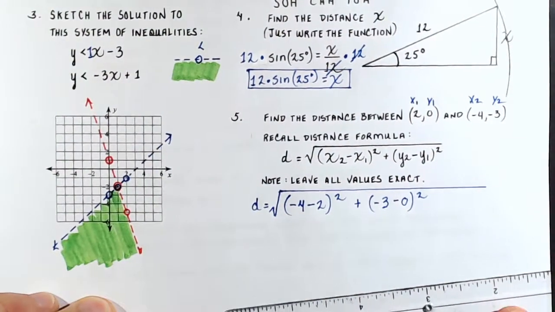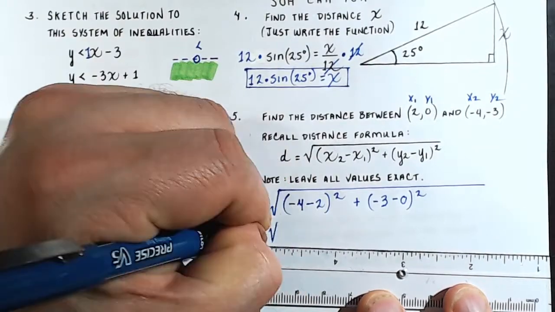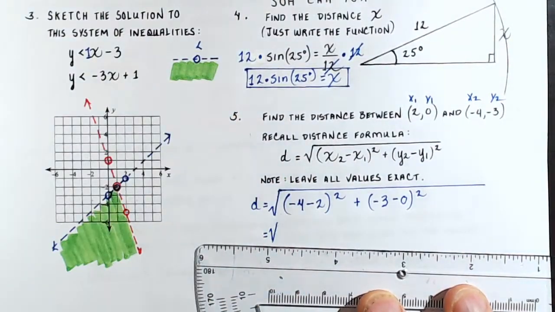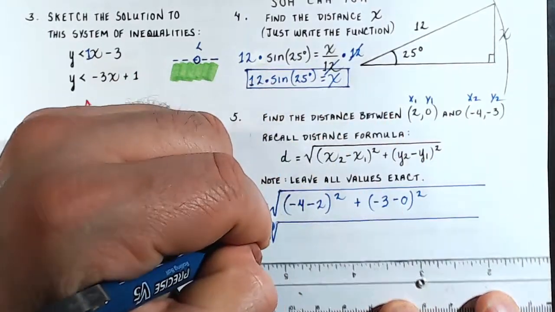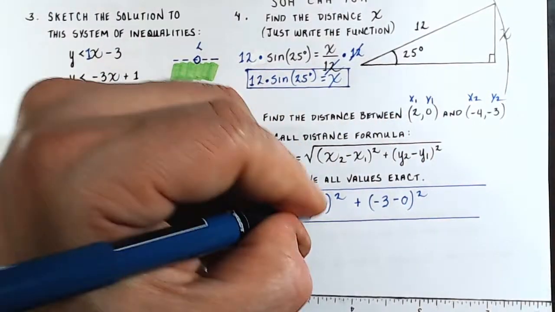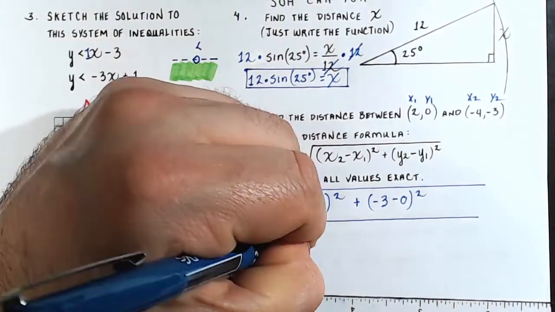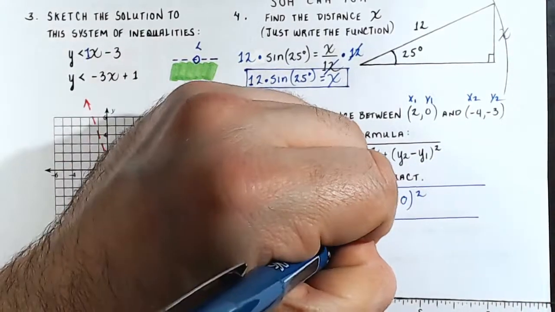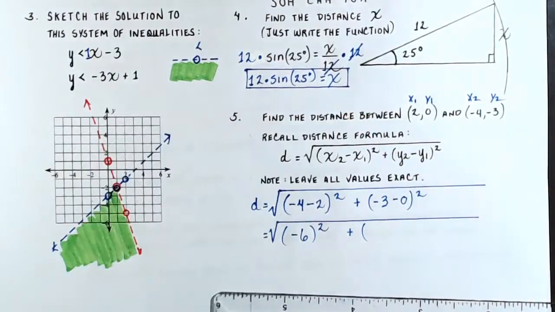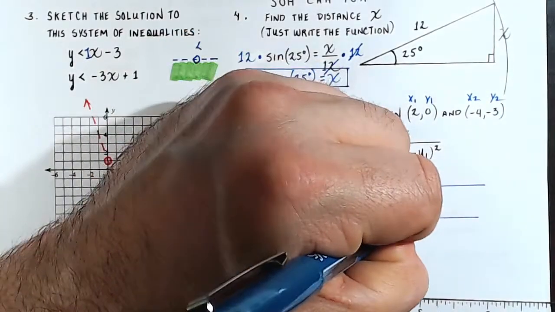Okay? So let's continue to simplify this. We'll just write another square root symbol and put that equal here. Big square root symbol. Open parentheses. Now, -4 minus 2 is -6, and that will be squared. Plus, open parentheses, -3 minus 0 is -3, squared.